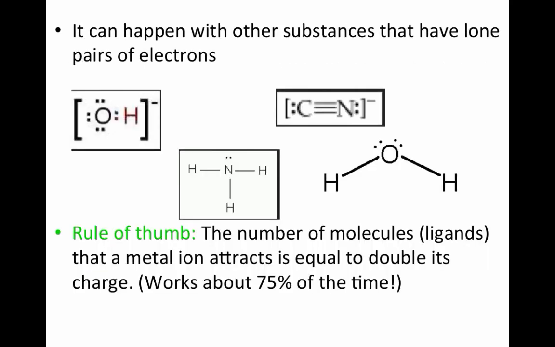It can not only happen with water, it can also happen with cyanide or with ammonia or with hydroxide. And so these complex ions can be formed with various molecules. But just a rule of thumb with complex ions, the number of molecules, which are also called ligands. A ligand is just a molecule that can be bonded to a central atom, like a central metal ion. The number of molecules that a metal ion attracts is equal to double its charge. This works about 75% of the time. So if you have a charge of 2+, you could attach 4 ligands to that.